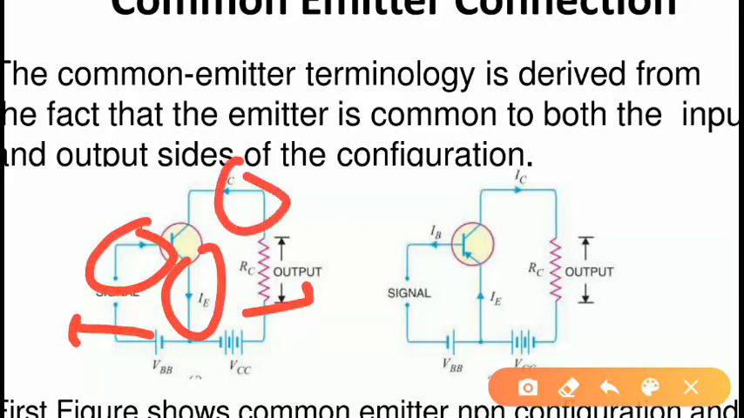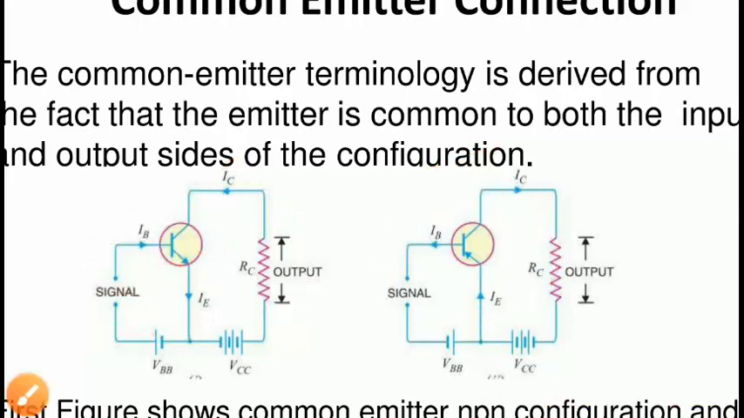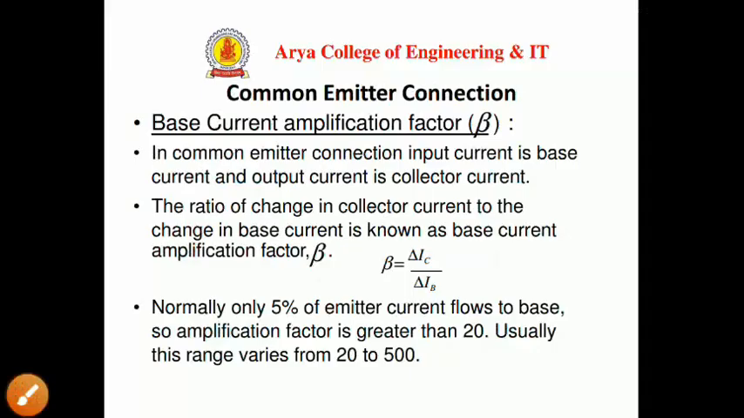In the input, the base terminal is used, and at the output, the collector current IC is taken. The collector terminal is used as the output. So the common terminal is the emitter, that's why it is called the common emitter configuration. It is also indicated in the next figure for PNP transistors, where the emitter terminal is connected between input and output terminals. So it is common for both, that's why it is called common emitter connection.